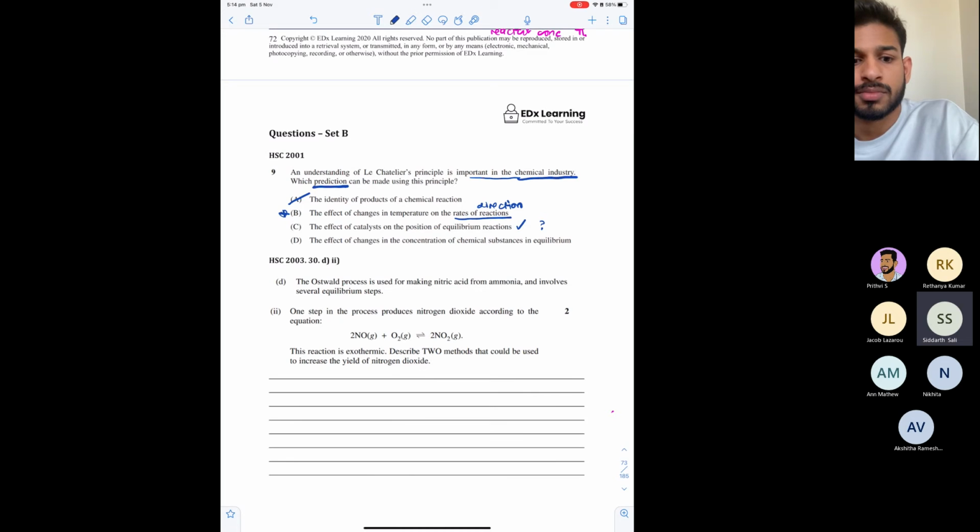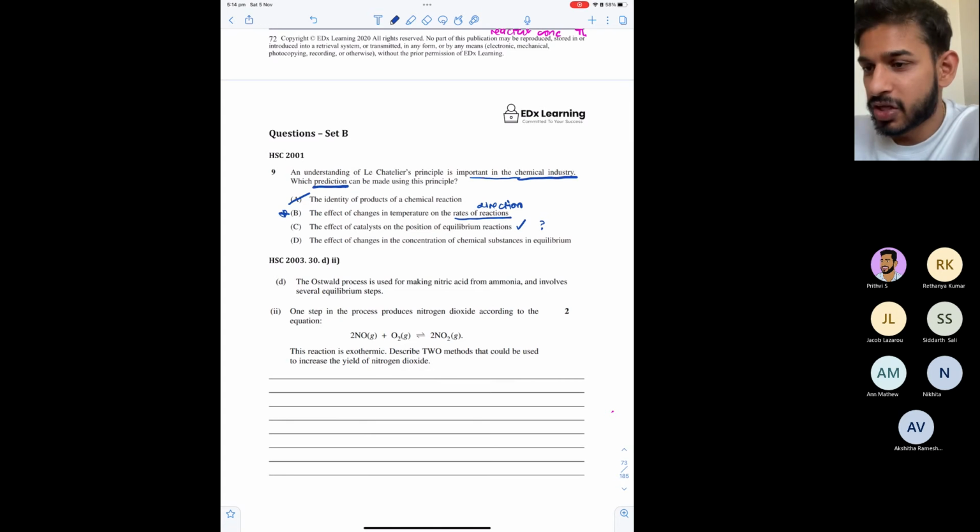Yeah, that's why I picked D, because Le Chatelier's principle determines which concentrations increase and decrease. Yeah. So I think 2001 question 9, this question is hard because it's so vague, right? Options B, C, and D are technically right. LCP does tell you the effect of changes in temperature on the equilibrium, but it doesn't in detail tell you how it affects the rate of reaction. It's in fact the inverse, where rates of reaction in particle collision theory explain Le Chatelier's principle. So that's my issue with option B.